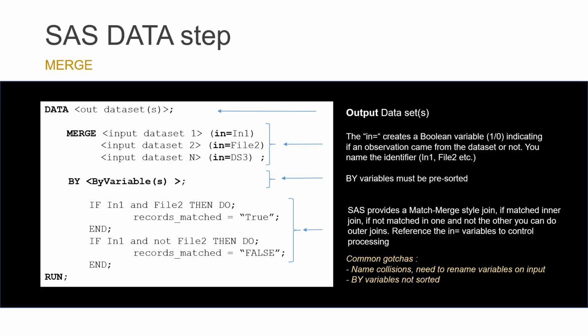You can reference the IN= variables that you create to control how records are matched together. So in this case, if in1 and in file2, then those records are matched by that BY variable. If in1 and not in file2, then you'll basically say they're not matched. Pretty simple and straightforward. Let's take a look at it in action.